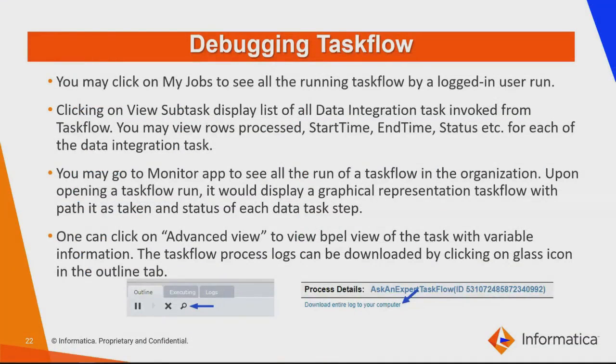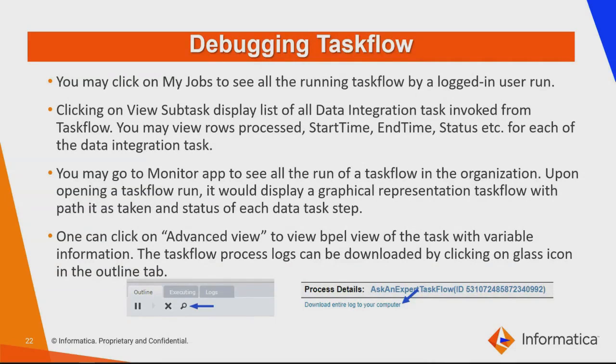Debugging a task flow. You may click on My Jobs to see all the running task flows by a logged in user. If you're interested to see all the task flows and all the data tasks, you can go to the Monitor app to see them. Clicking on View Subtask List of all the data displays a list of all data integration tasks invoked from the task flow. You may view processed rows, start time, end time, status, etc. for each of the data tasks. You may go to the Monitor app to see all the runs of the task flow in the organization.